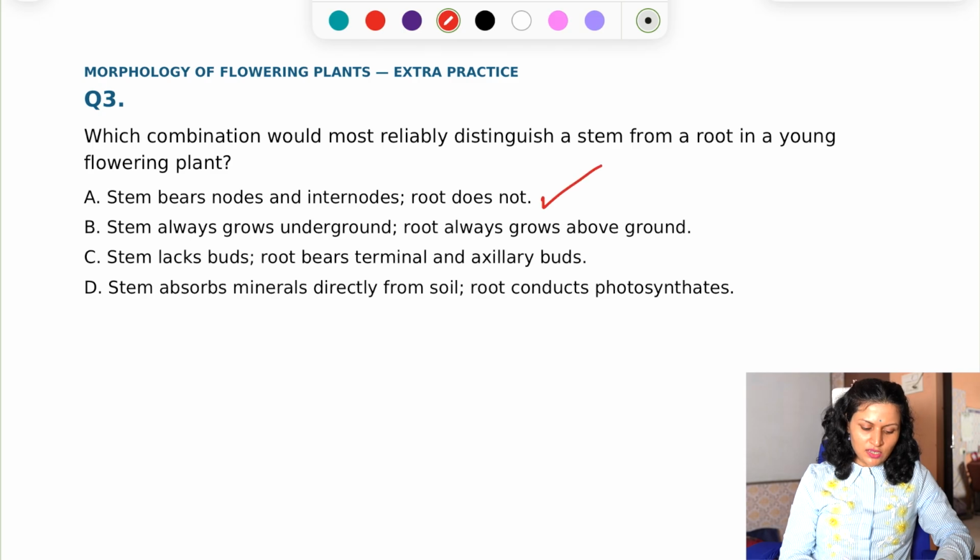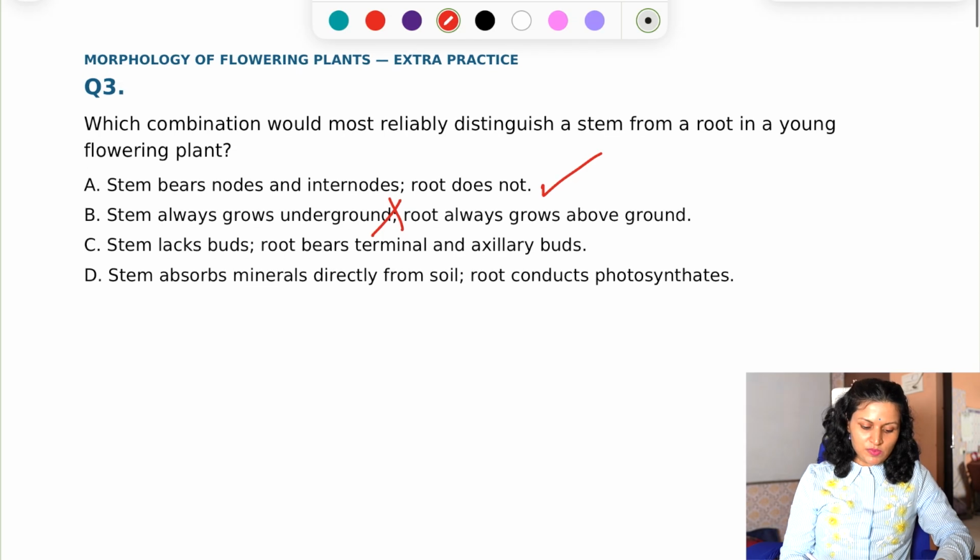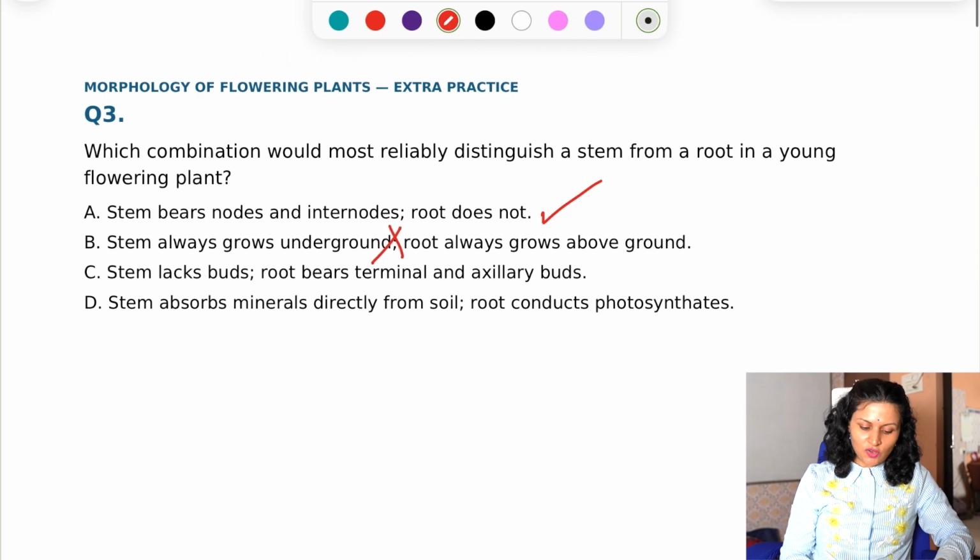Stem always grows underground. This is false. Stem lacks buds. This is false because it bears buds. It bears terminal and axillary buds. It's the root that lacks buds. Okay. Stem absorbs minerals directly from soil. This is false. Root conducts photosynthesis. False. It's the stem that conducts photosynthesis. For question number 3, option A is correct.